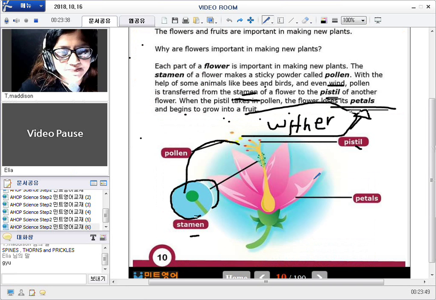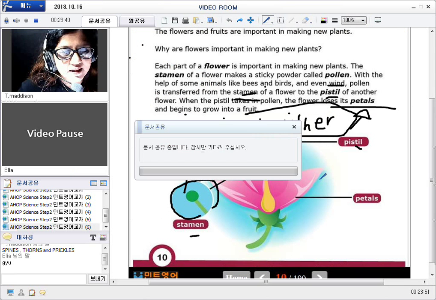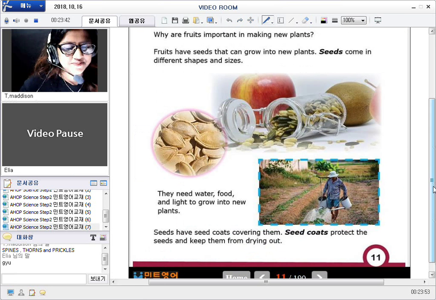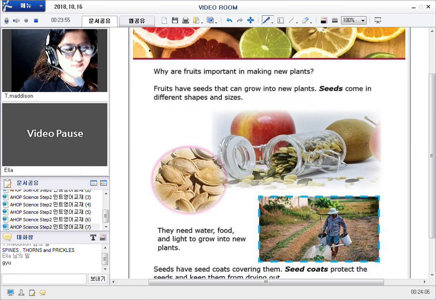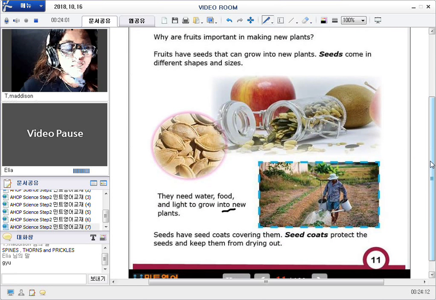Please read. Why are fruits important in making new plants? Fruits have seeds that can grow into new plants. Seeds come in different shapes and sizes. They need water, food, and light to grow into new plants. Seeds have seed coats covering them. Seed coats protect the seeds and keep them from drying out.